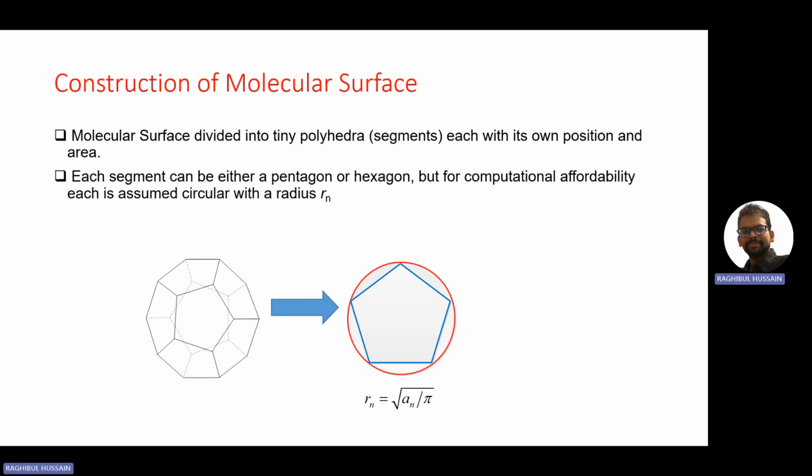So I'm breaking the entire solute surface in terms of these spheres. Suppose this is the atom of hydrogen. Atom of hydrogen has this much surface. This is a three-dimensional image. So I am breaking them into small pentagons, each with their own radius. That's what I'm doing. So I have to do it for all the atoms.